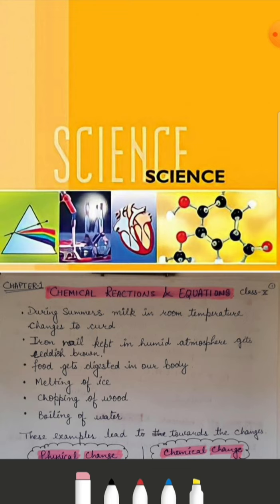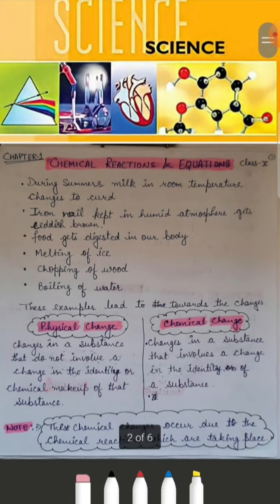Another example is iron nail kept in humid atmosphere gets reddish brown. Similarly, the food gets digested in our body, the melting of ice, chopping of wood, or boiling of water. These examples indicate changes where one substance is changing to another substance. So basically, we are going to deal with the changes. There are two types of changes. One is physical change and another one is chemical change.